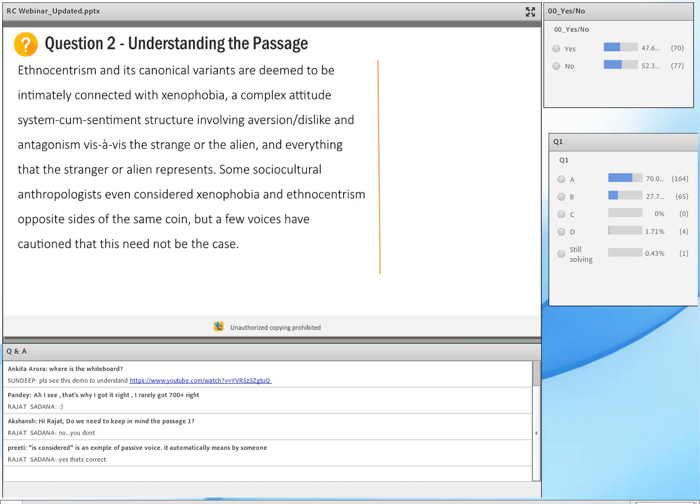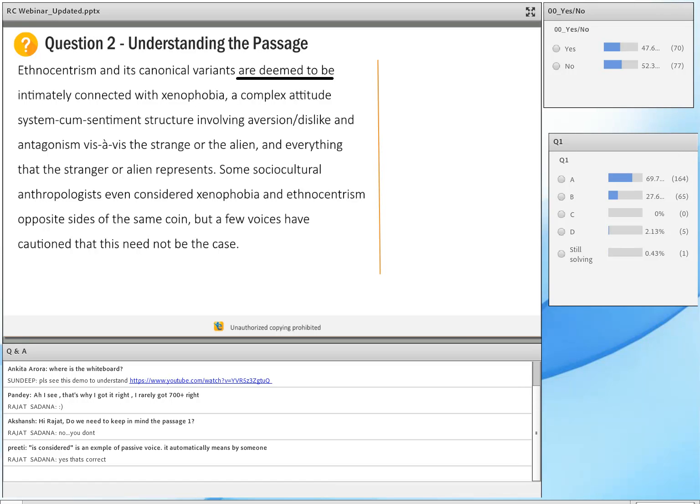So, what do we have over here? EC and its canonical variants are deemed to be. When I see the words "are deemed to be," I start visualizing. I say EC and some variations of EC are considered to be intimately connected with XB. Xenophobia is XB. What is XB? A complex attitude, system cum sentiment involving aversion, dislike, and antagonism vis-a-vis the strange or the alien and everything that the stranger or alien represents.